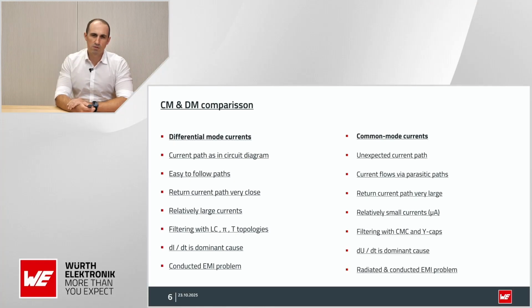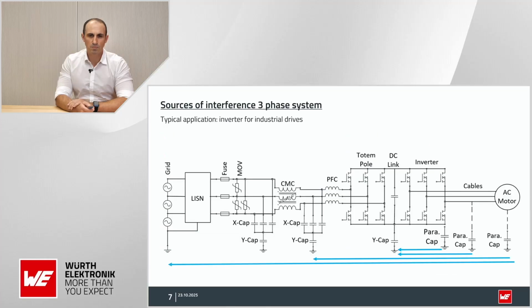Whereas the common mode currents are more tricky to follow because they are always running unexpected paths which are not drawn in your schematic. That means you can only filter them with shielding, with Y caps against protective earth, or with common mode chokes, or you decrease your du/dt. These currents are usually pretty small. We are talking of the microamp range, but these are usually the biggest challenge for EMC designers.